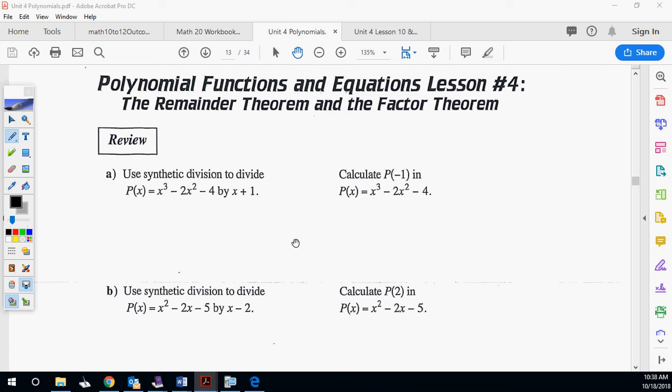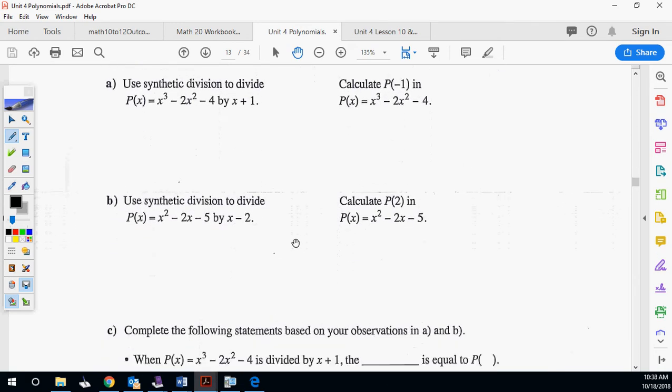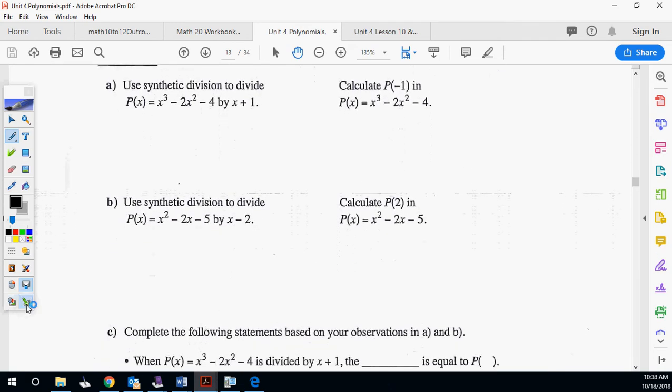Lesson 4, the remainder theorem and the factor theorem. This is a theorem that we're going to use to help factor things out. Just a couple of quick reviews here. Use synthetic division to divide. This will help those of you who were gone, like Cole, you might remember this, but since you were gone, this can help refresh.